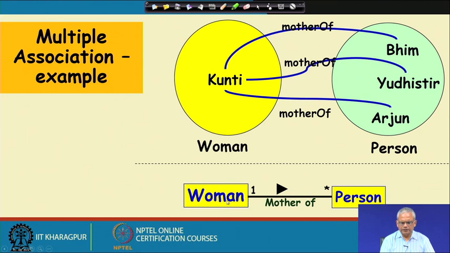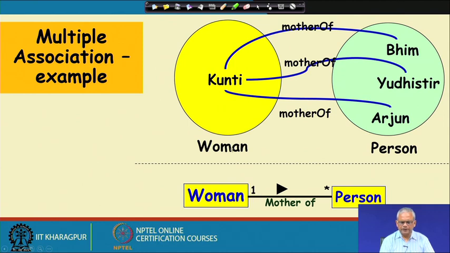Here, a woman is the mother of many persons, but we can also read it as a person has a woman as mother. Please pay attention, I will read it again because this is important. This is the association relationship between a woman and a person, and the name of the association relationship is mother of. We can read it as a woman is the mother of many persons, that is the implication of the star. We can also read it as a person has one woman as his mother.